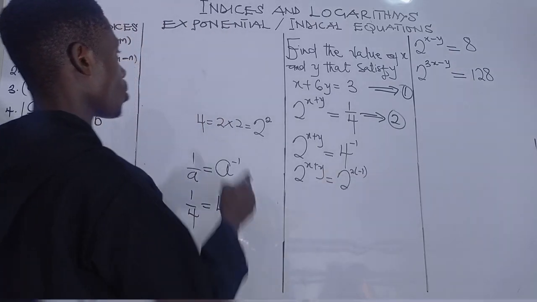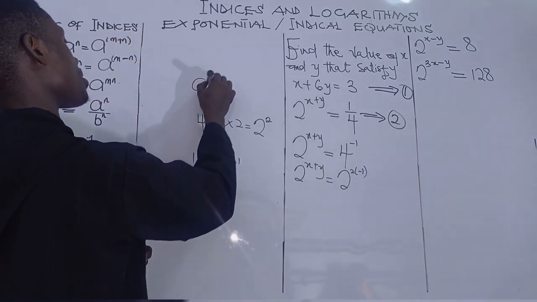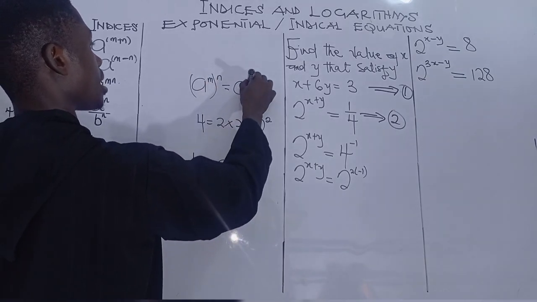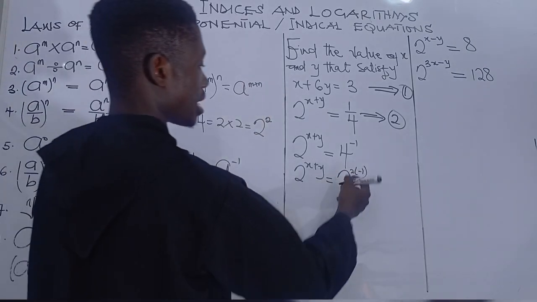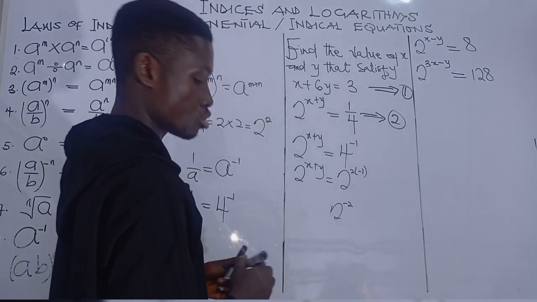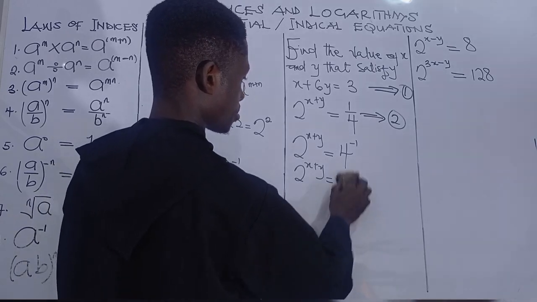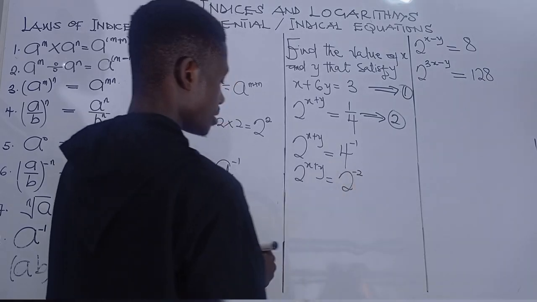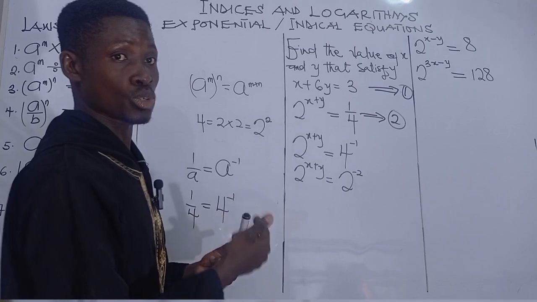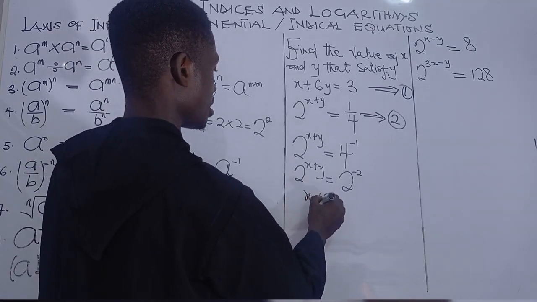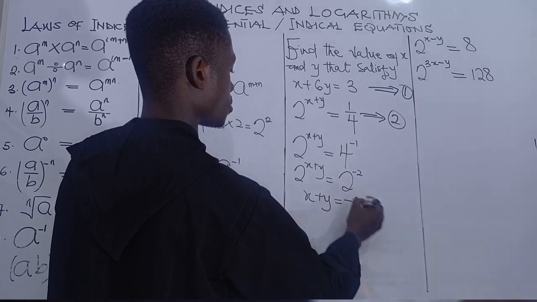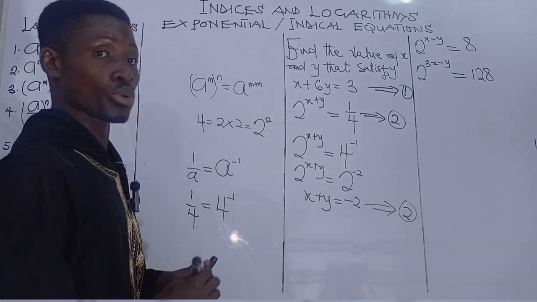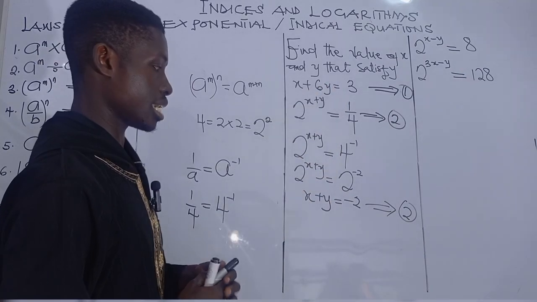Applying the power law, which says that when you have a raised to the power m, raised to the power n, you can write it as a raised to the power m multiplied by n, you can write this as 2 raised to the power negative 2. Now, once the bases are the same, we just have to equate their exponents. So we have x plus y equal to negative 2. So therefore, our equation 2 is now in this form. So we have a linear equation and then a linear equation.